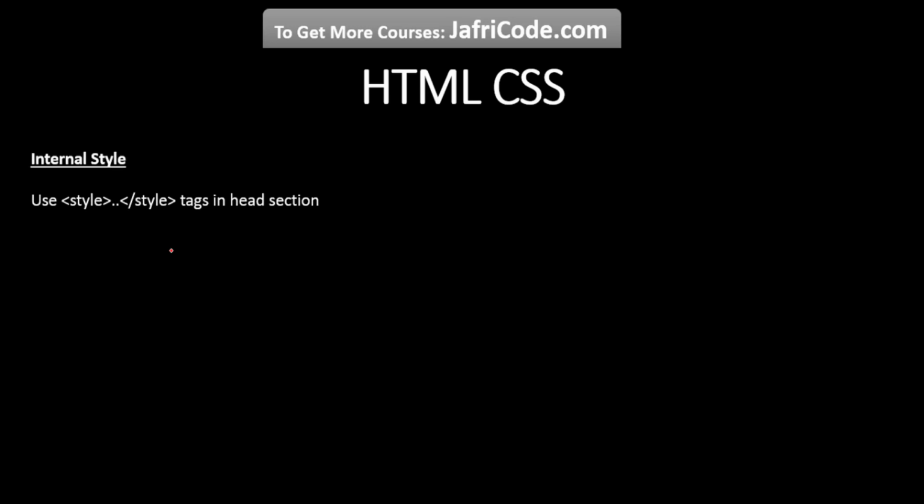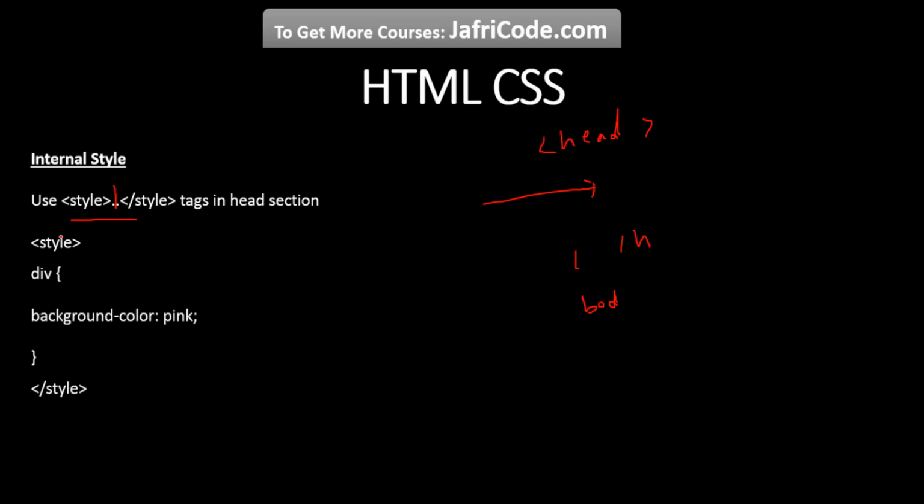The other is internal style. Use style tags in the head section. You know that we have a head section. There are two sections of an HTML basic structure: one is the head section and the other is the body section. So what you have to do is use CSS properties in the head section using the style tag. The style tag is an HTML pair tag. Between them you can apply CSS properties.